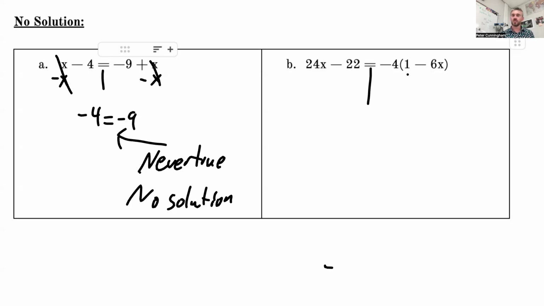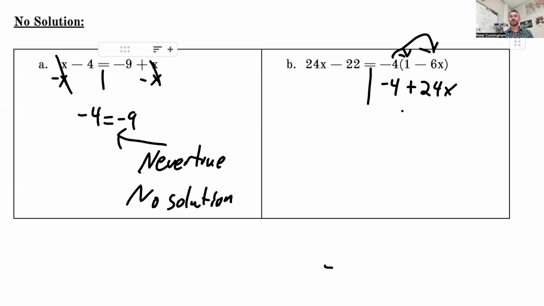Okay, here, this is a case where I would like to actually distribute first. Normally, I like to divide and get rid of that, but I'm going to distribute just so I can see what I'm working with here. So now I have -4 plus 24x. So again, we have the same coefficient, 24x on both sides.